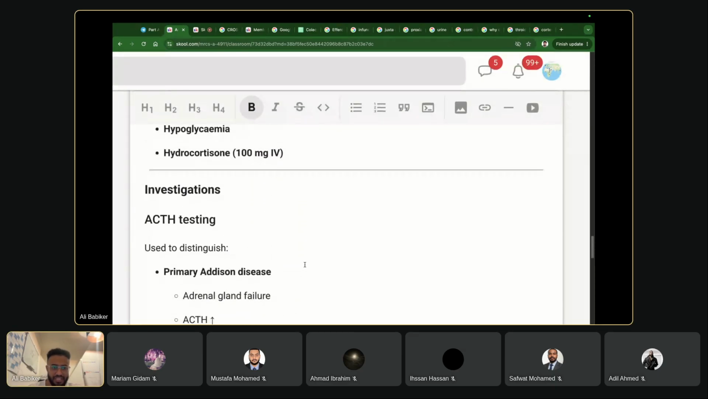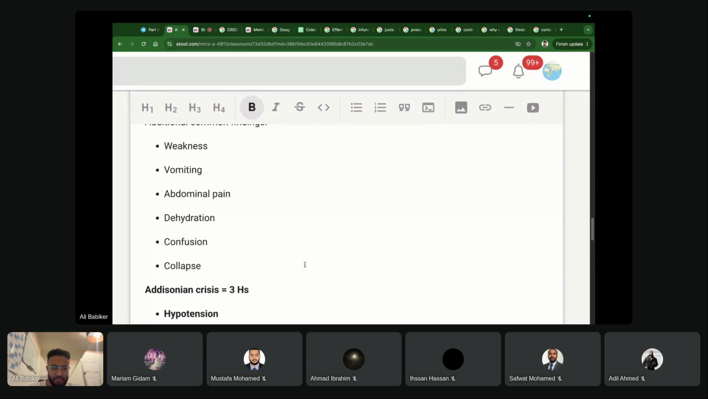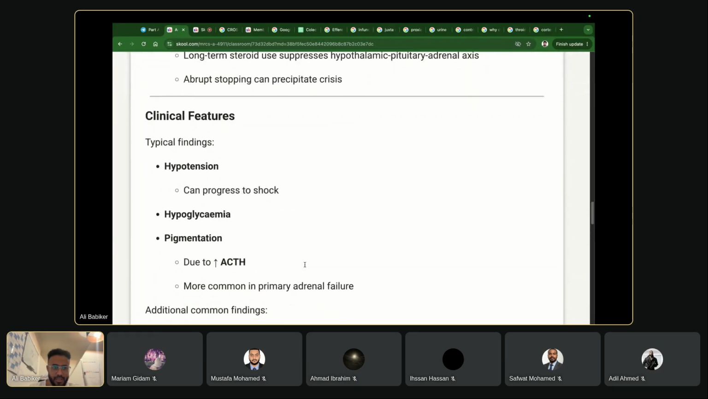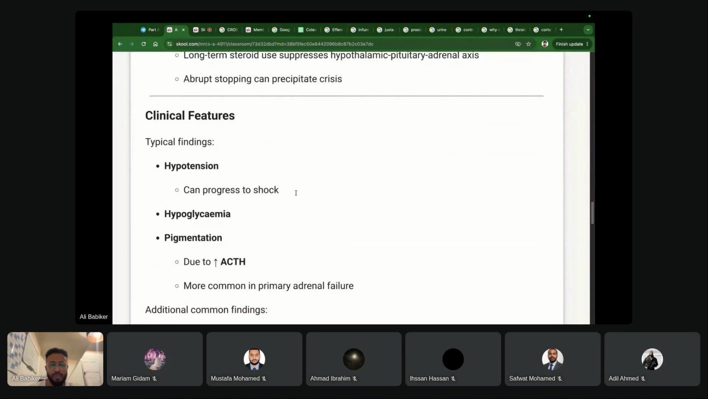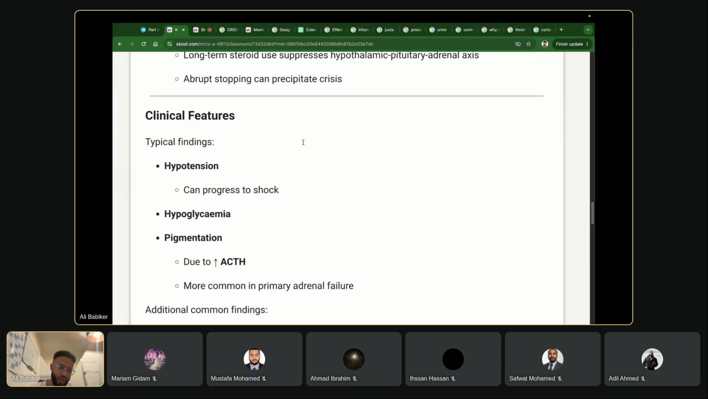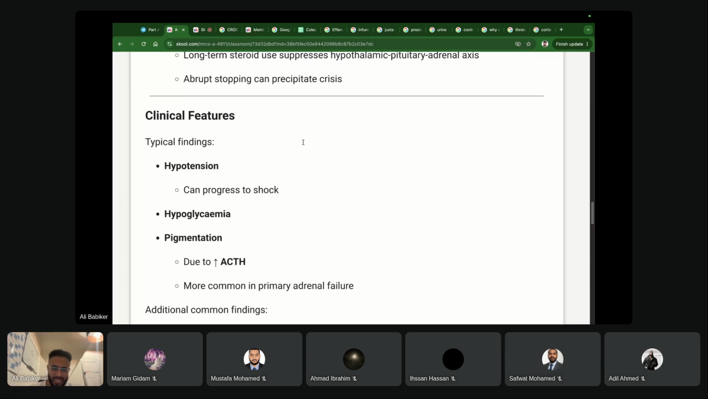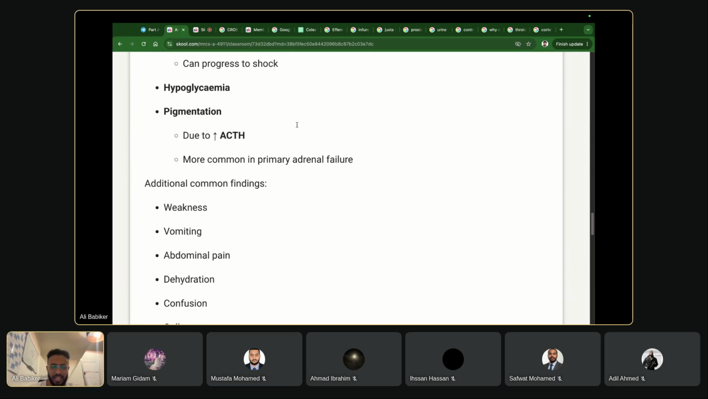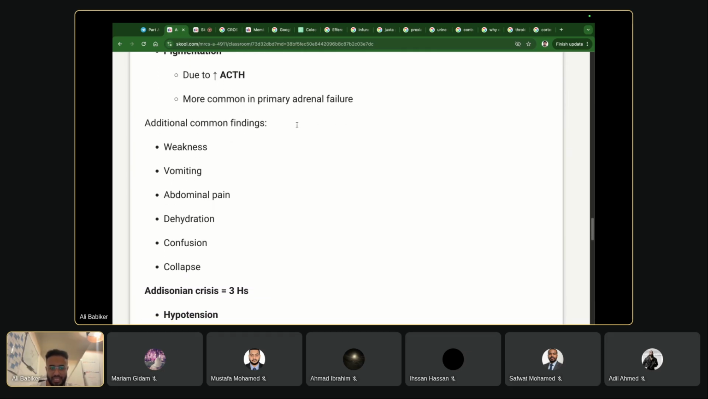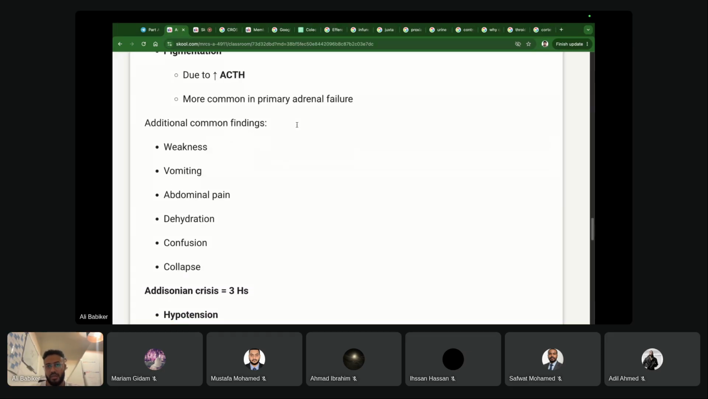Let's speak about it in more detail. So how will the adrenal crisis happen? Your patient will have hypotension, hypoglycemia, and pigmentation. Why? Hypotension, because there's no aldosterone. Hypoglycemia, because there's no cortisol. Pigmentation is due to increased ACTH. Additional common findings: weakness, vomiting, abdominal pain, dehydration, confusion and collapse.